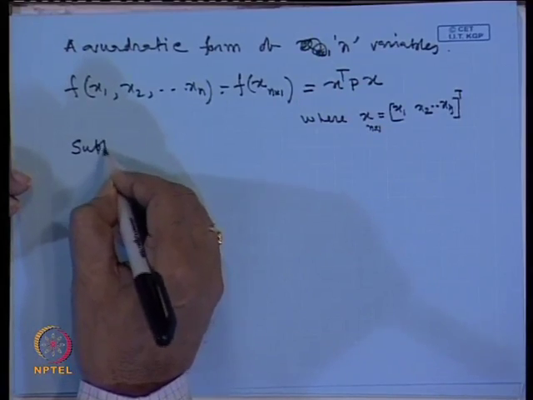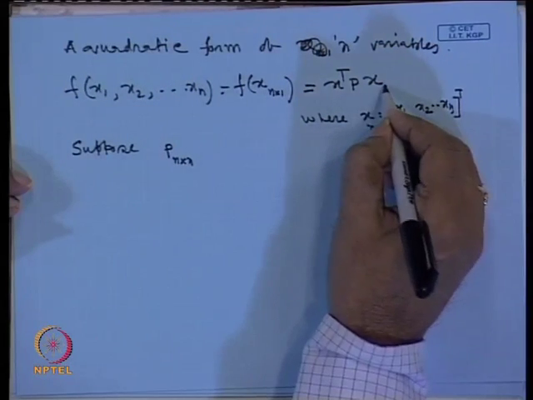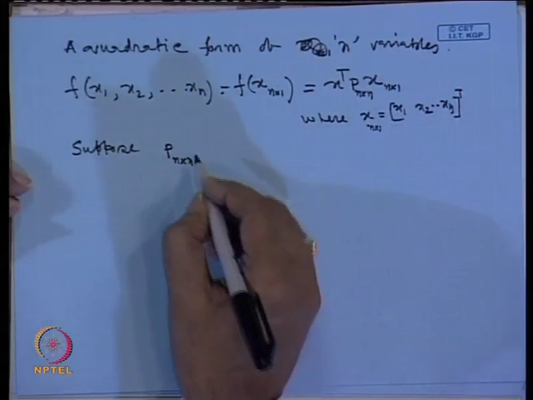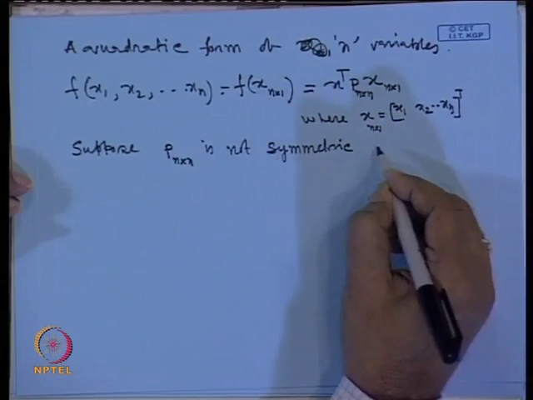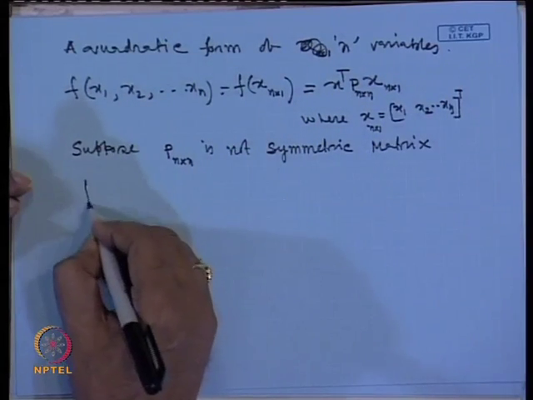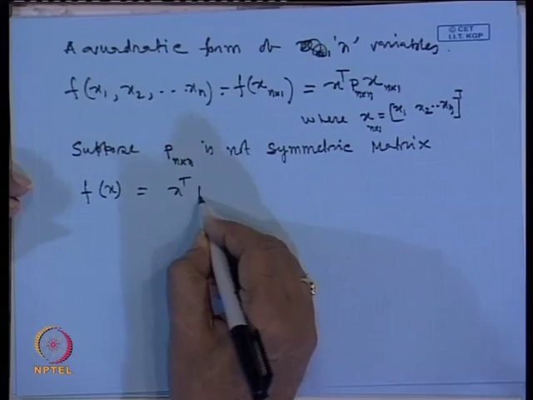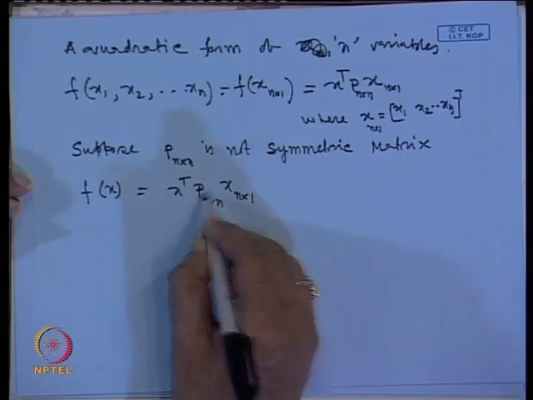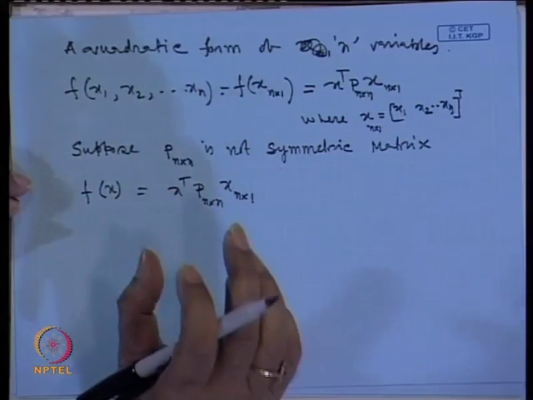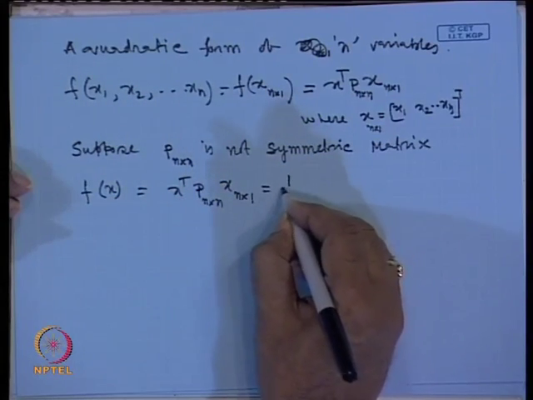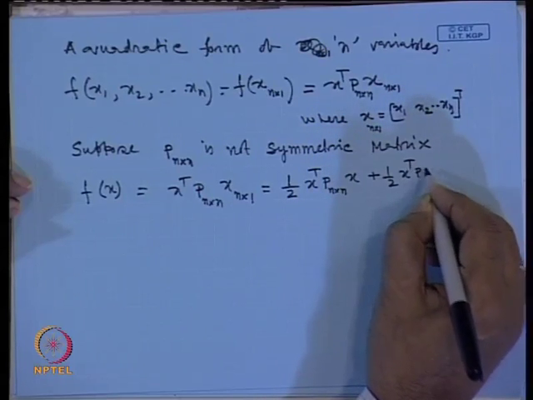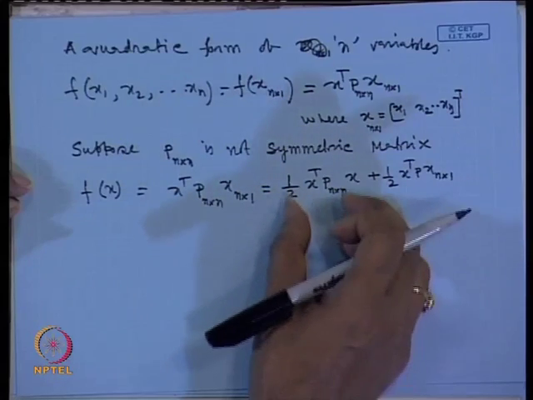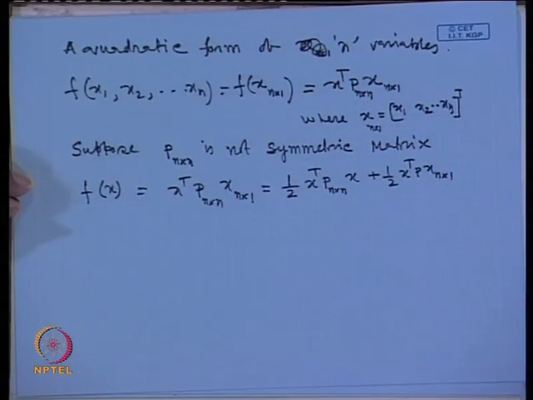Suppose P is not a symmetric matrix. Just now we have written f of x as x transpose P x, with P of dimension n cross n, and P is not symmetric. Look at this expression: the function is a scalar quantity. So, there is no harm, I can always write it as half x transpose P x and half x transpose P x. Because suppose this constant is 10, I can put 5 here and 5 here. Ultimately it is a scalar.